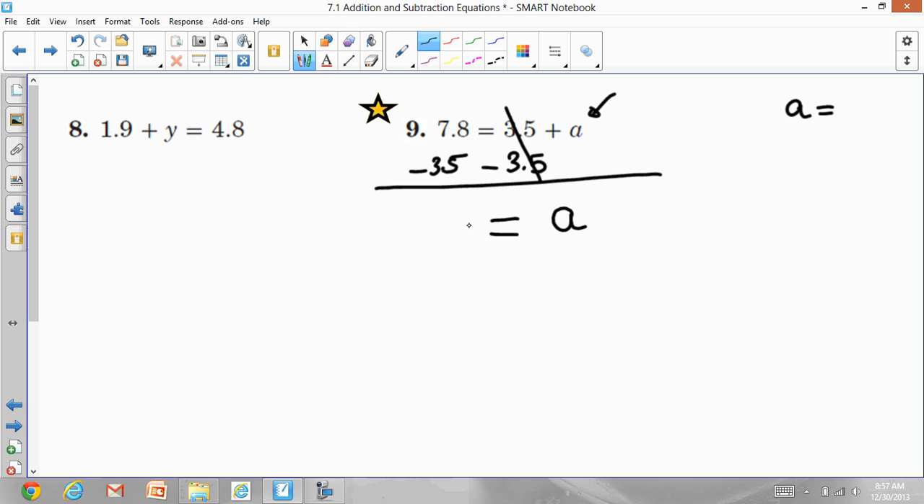So 8 minus 5 is 3. Decimal point must line up. 7 minus 3 is 4. So you got an answer for A. A is 4.3. Which basically means when you replace A by 4.3 and you add a 3.5 to 4.3, you are going to get 7.8 on the left side.